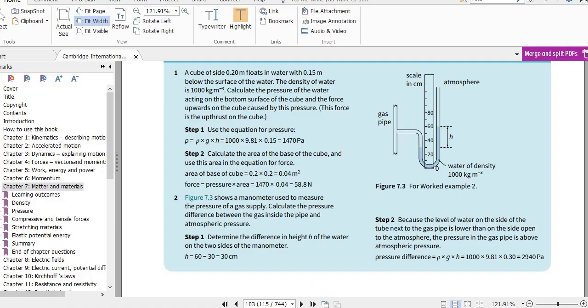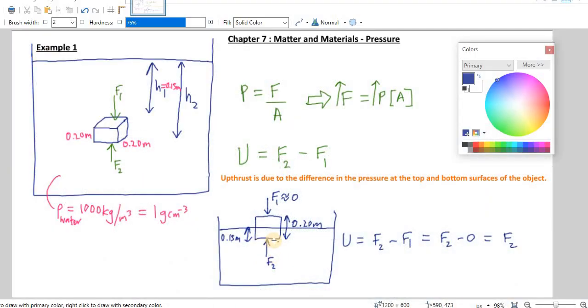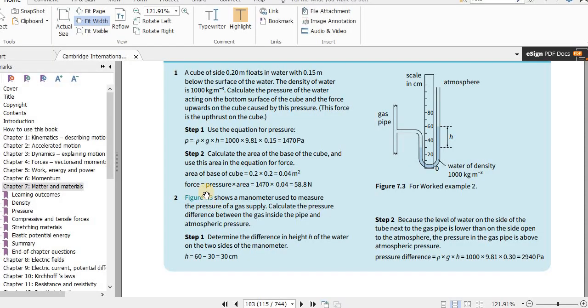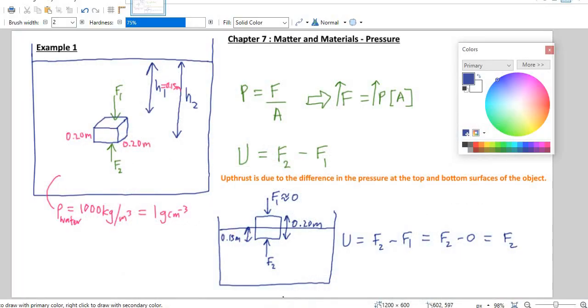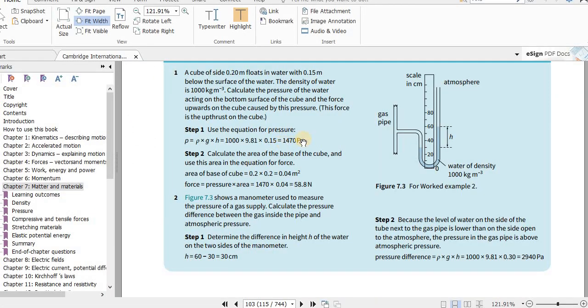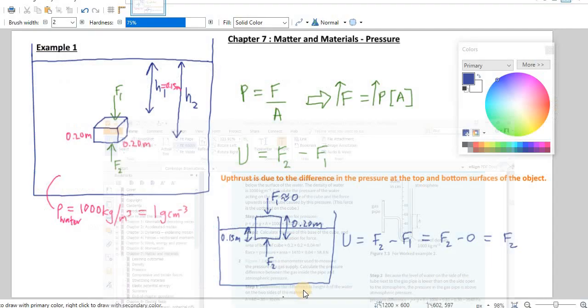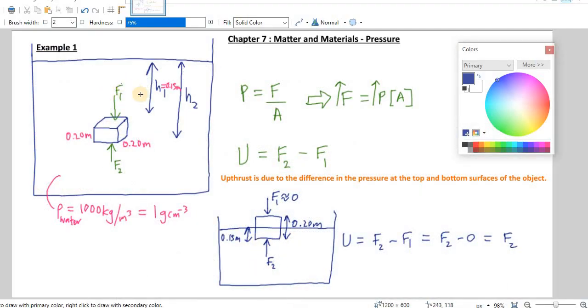First we can find the pressure here. Pressure is rho g h, where h is the depth, 0.15 meters. So rho is 1000, g is 9.81, h is 0.15. So we get this pressure. Now this is the pressure over here. Look at this diagram, just consider this as something different, but what I explained here is also correct.